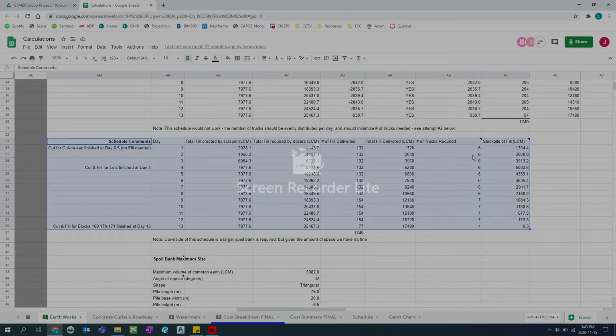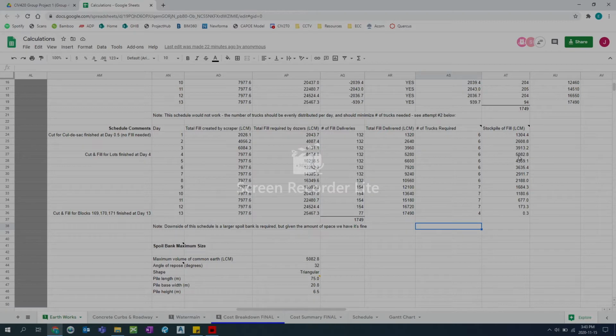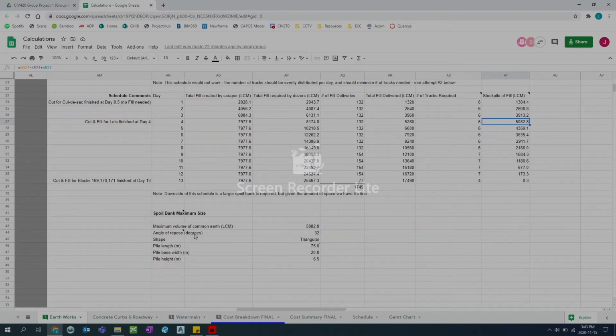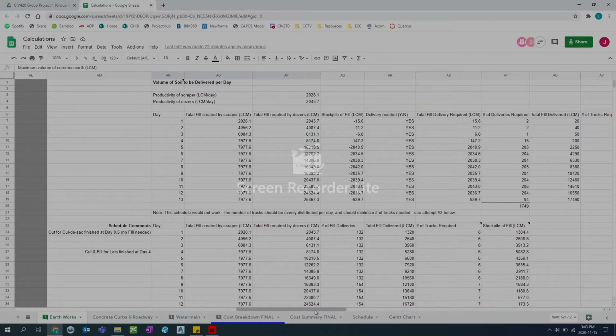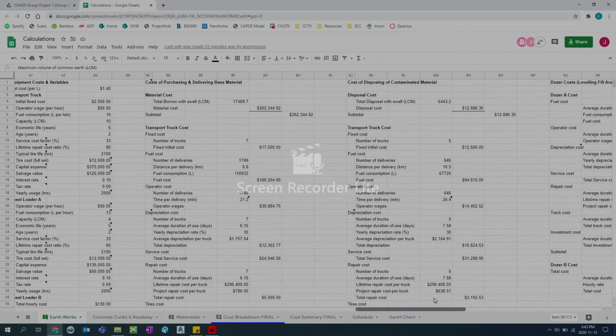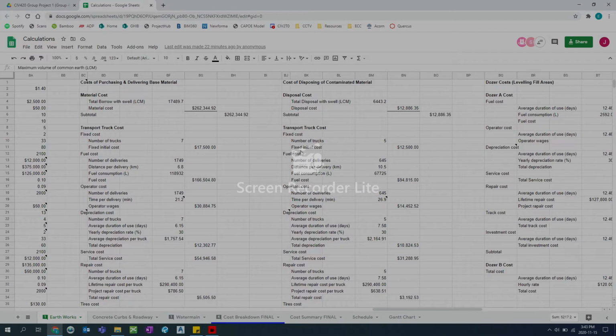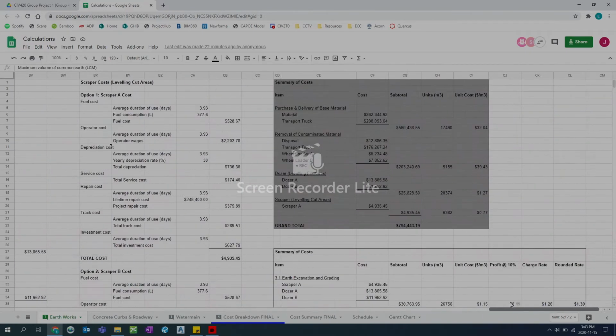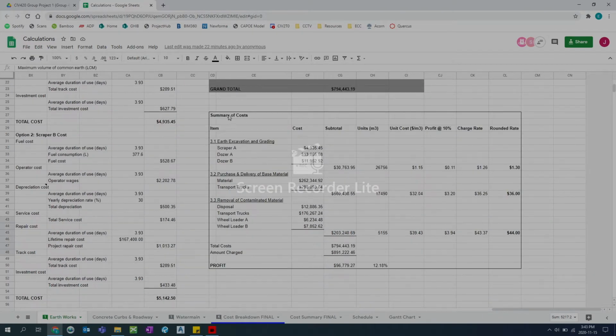This attempted to level out the amount of trucks required to bring in material each day. And of course this created a spoil bank, which was maximized on day 4 here, and its size is calculated here. And the last step for earthworks was determining the costs of all of these parts. This includes fixed costs, fuel costs, operator costs, depreciation costs, and others. And those costs are summarized here, and you can find the same table in Appendix C.